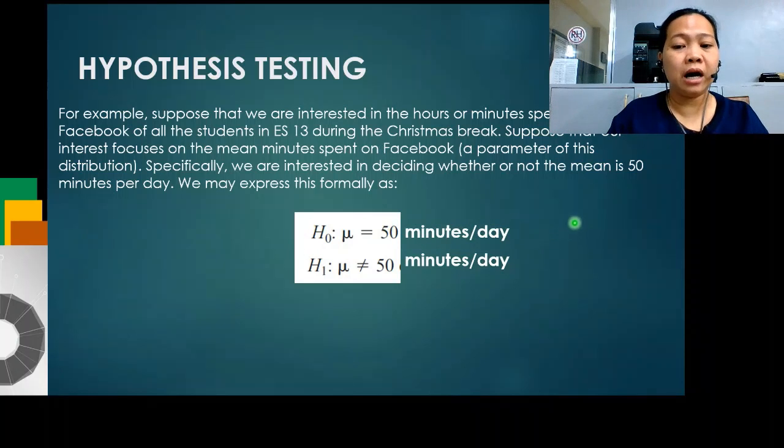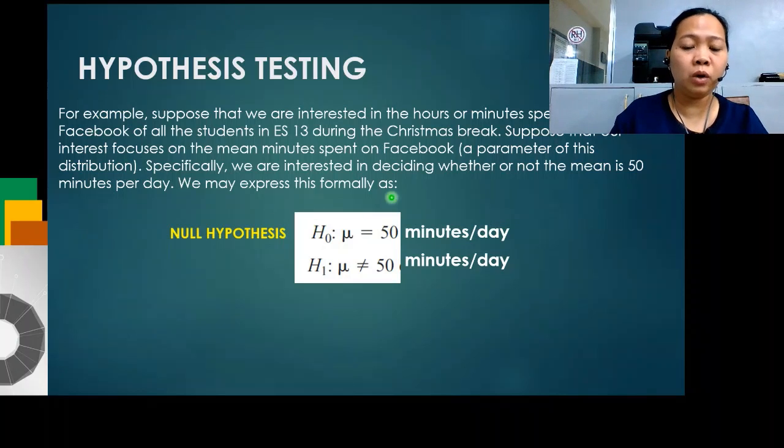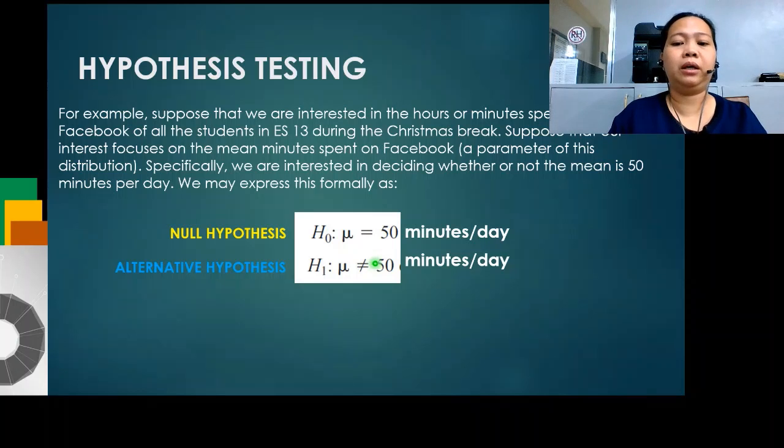That is our null hypothesis. Based on the situation, our null hypothesis is that you spend 50 minutes per day. And our alternative hypothesis is the mean minutes spent per day is not equal to 50.